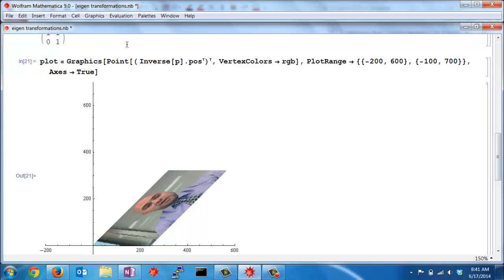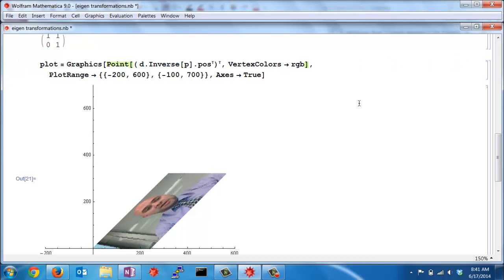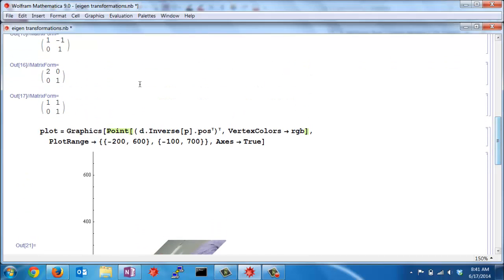The next matrix we'd apply to it would be D. Well, what's D going to do? Here is D. I multiply by D. What is D going to do to it?